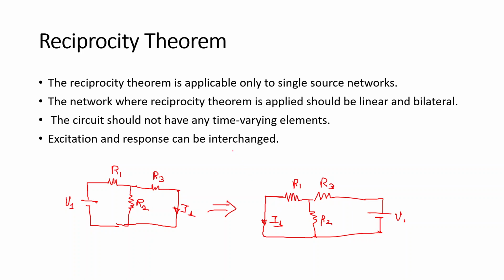But we need to keep in mind it is not applicable everywhere. The reciprocity theorem is applicable only to single source networks. The network in which it is applied should be linear and bilateral. By bilateral I mean the current should flow in both directions, not in one direction, and the circuit should be linear. Linearity we have discussed in the last lecture. So the circuit should not have any time varying elements. All these parameters, the resistances, should not be time varying. Only then can we apply the reciprocity theorem. It's a very simple and very useful theorem.